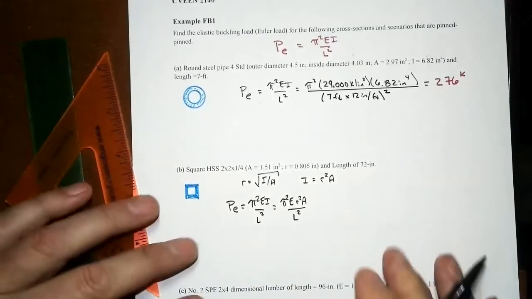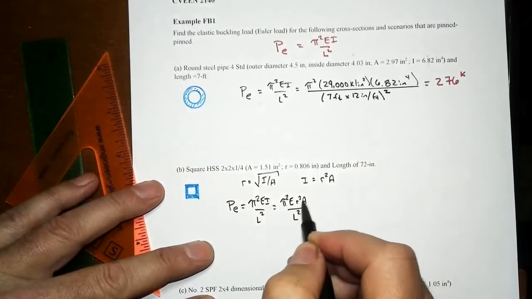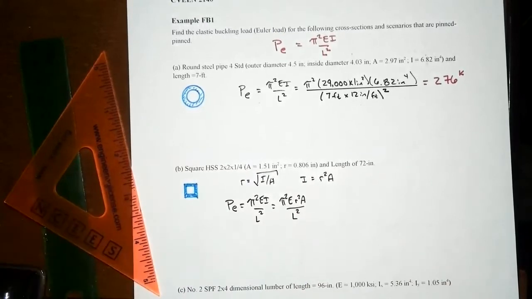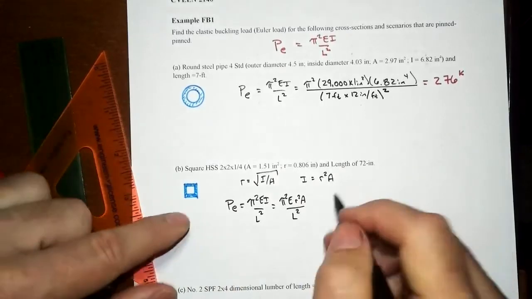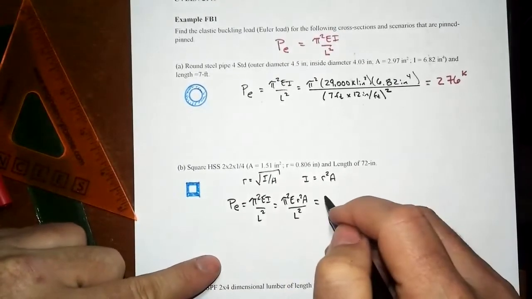Notice, before we put in numbers, if we wanted a critical stress, we could take that area and take it over here and take P sub E divided by A, and that would give us the critical buckling stress, or Euler stress. So expressed in terms of stress units as opposed to, of course, force units. But we want the total force, so let's go ahead and work this all out.